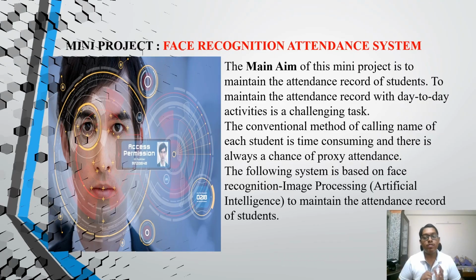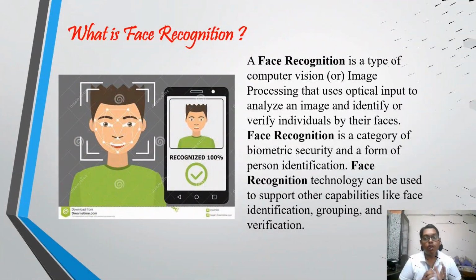What is face recognition? Face recognition is a type of computer vision or image processing that uses optical input to analyze an image and identify or verify faces. Face recognition is a category of biometric security and a form of person identification. Face recognition technology can be used to support other capabilities like face identification, grouping, and verification.